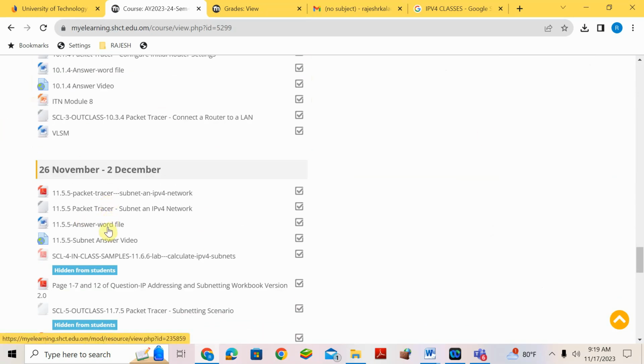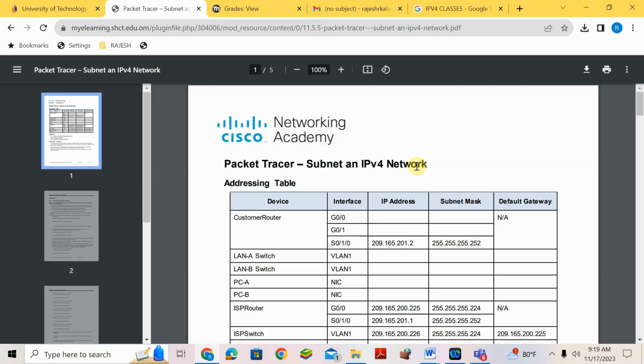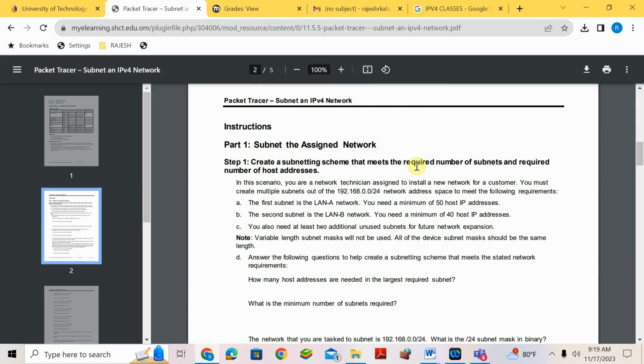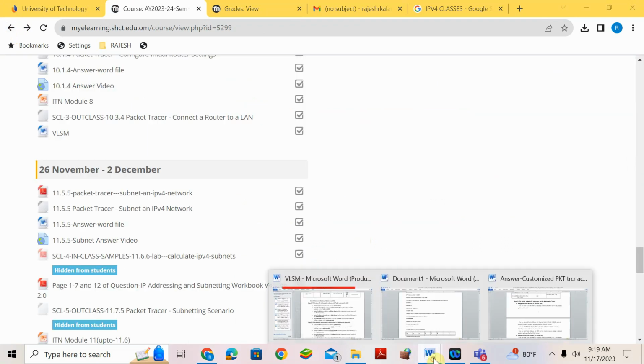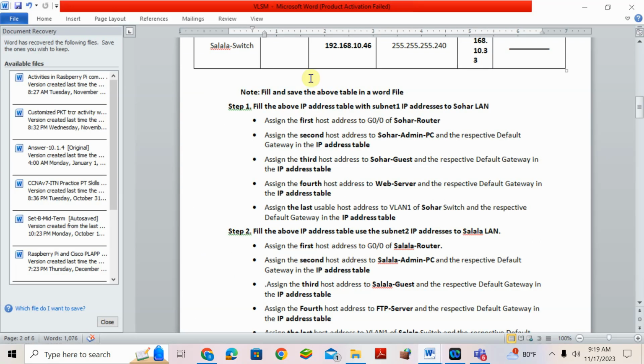this one, 7.11.5.5. Okay, so I will take this question, subnet a network. Here is fixed subnetting. Okay, this is fixed subnetting. So every subnet requires the same number of IP addresses. Okay, leave it. That is fixed subnetting; then variable subnetting.